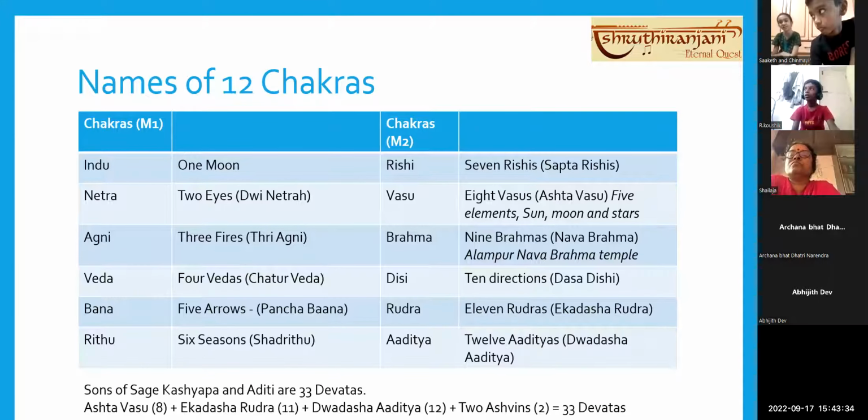Anybody can unmute and say: up and down, upside and down. Up and down, right? So up and down. So these are 10 directions. Okay. So Dasa Dishi, that is the 10th chakra name.